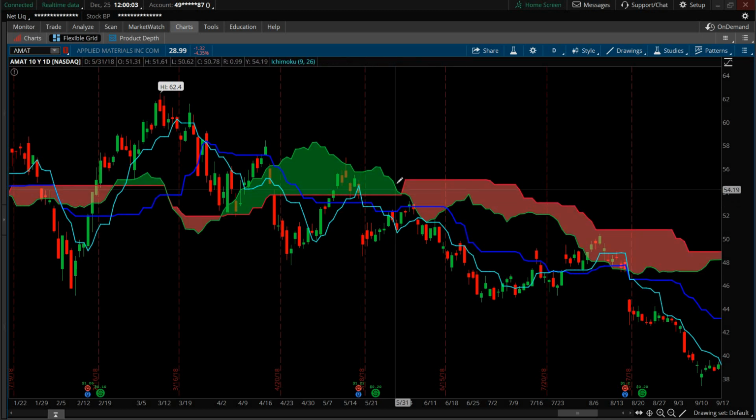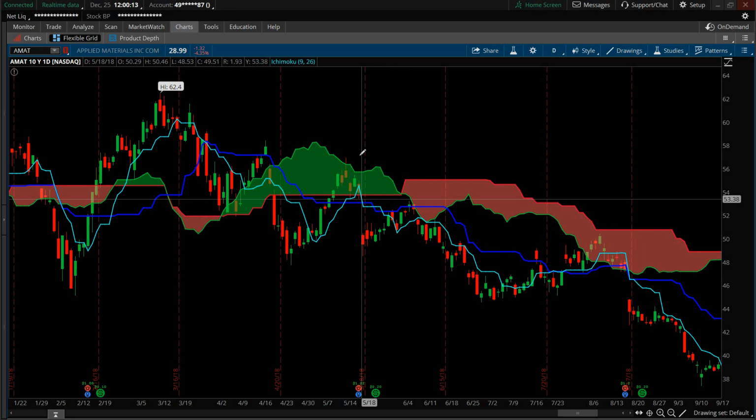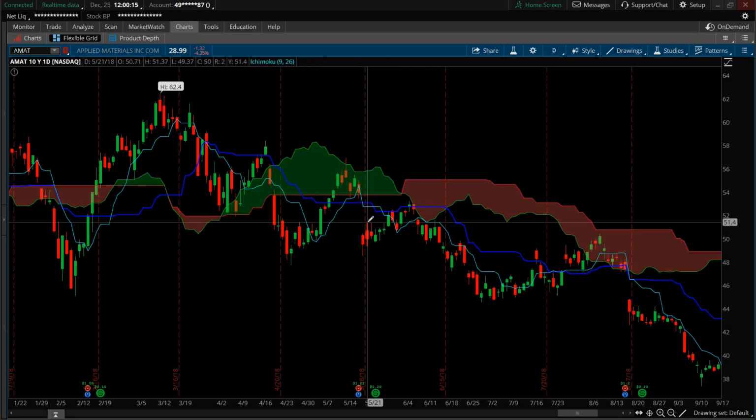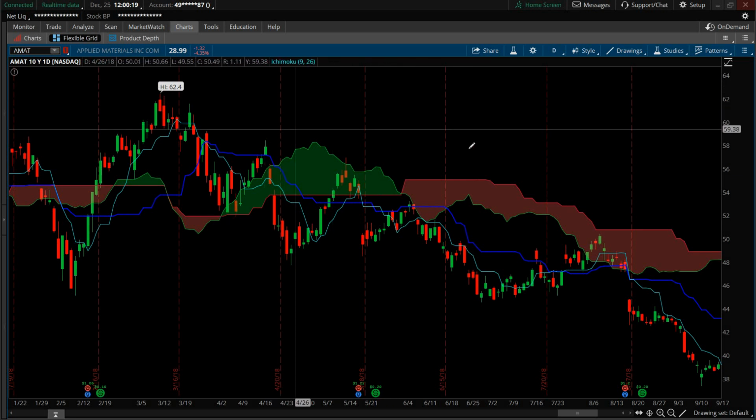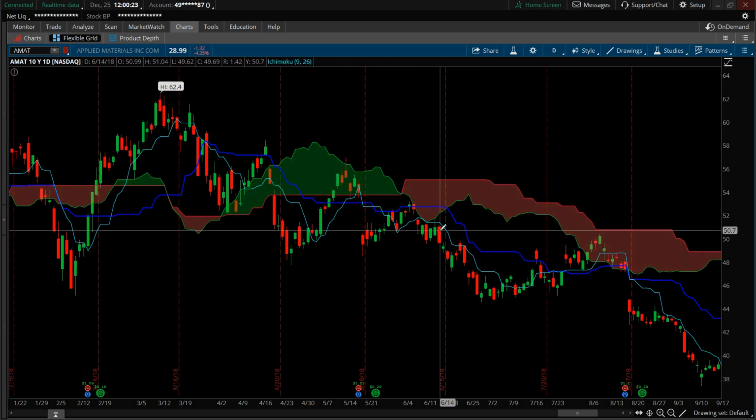When you're in the cloud, people don't like to trade those. They call it turbulence, and they stay out of the stock because they don't know which direction it really wants to go. Once it starts showing you above or below, that's when people start trading. Anything above the cloud is considered bullish. Anything below is considered bearish.